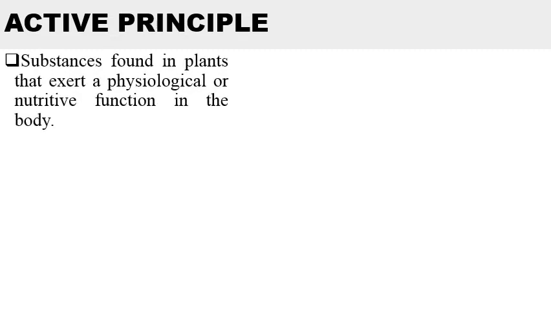Next comes active principle. So basically these are the chemical substances which are formed by plants, and they play an important physiological or nutritional role in the human body. So these are the chemical substances found in plants that exert a physiological or nutritive function in the body. तो ऐसे chemicals जो plant synthesize करते हैं, they may have a role in the plant defense system also. So these exert a physiological or nutritive function in the body of humans.